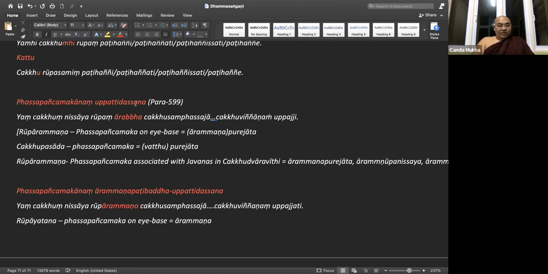In that condition, the visible object is here. That visible object is the support of Phassa associated with the Javana, suppose a Lobha-mula Javana in the eye door. That happened in the eye-door thought process. So in that case, the Paccaya is what? Aramanadhipati and Aramanupanissaya. Okay, Aramanadhipati and Aramanupanissaya.